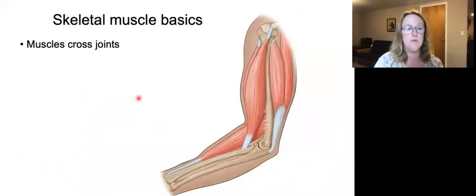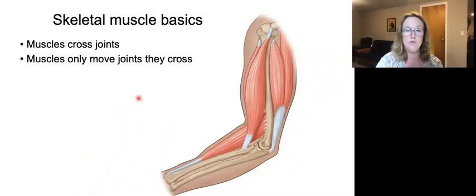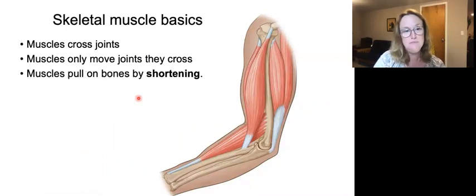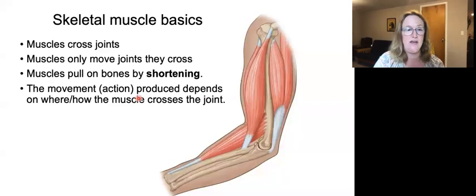All right, so muscles cross joints. They only move the joints that they cross. They pull on bones by shortening, and that's what creates movement. Now, another thing to keep in mind is that the exact movement or action that a muscle produces depends not only on which joint it crosses, but where or how the muscle crosses that joint. Okay, so the action of biceps brachii is to flex the elbow. When it contracts, it pulls up on the radius and causes the elbow to flex.